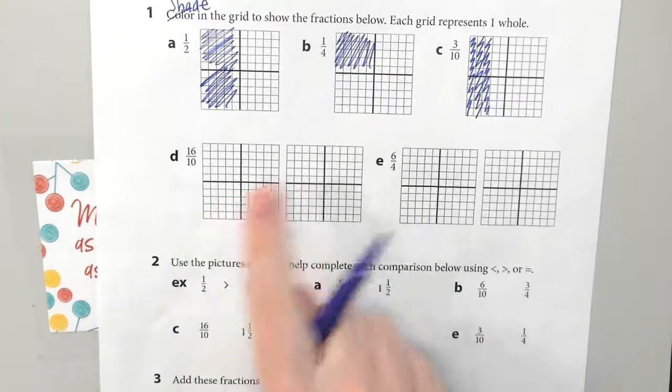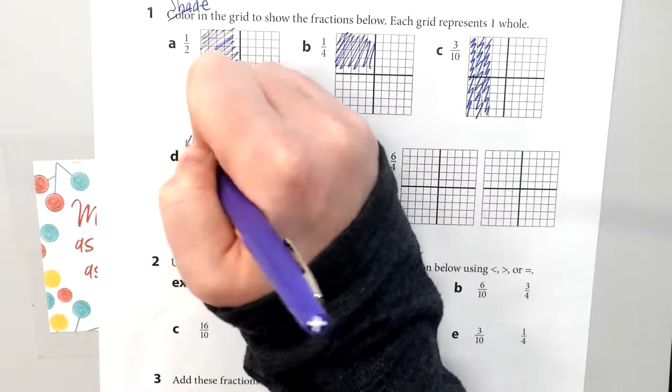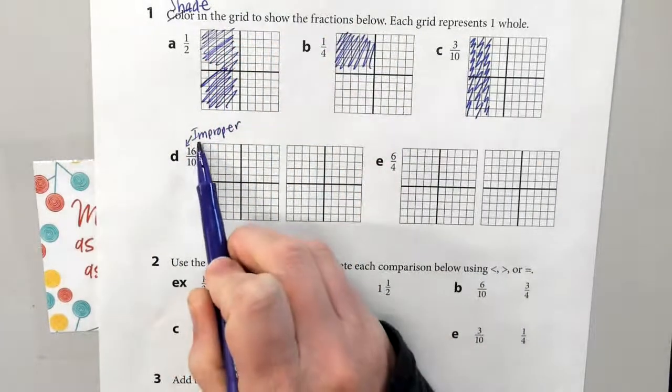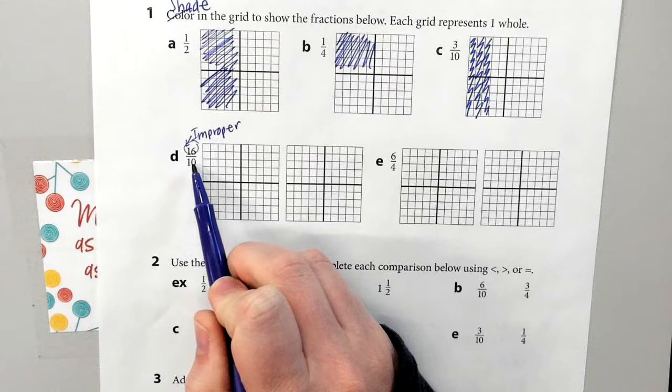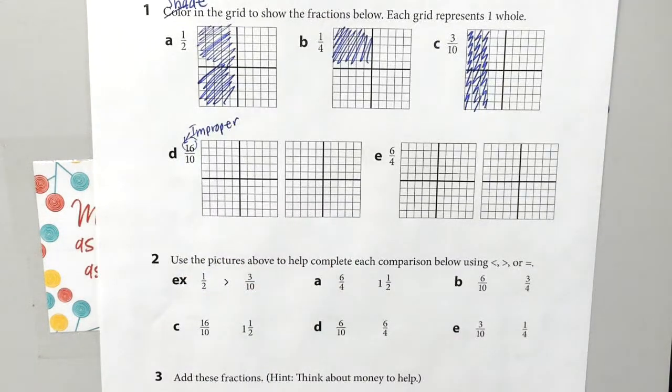16/10, and they gave me 2 grids. Why would they give me 2 grids for 16/10? Think about that for a minute. Yeah, this is called an improper fraction. An improper fraction is when the numerator is bigger than the denominator. When that happens, that means we're going to have at least one whole grid filled in.